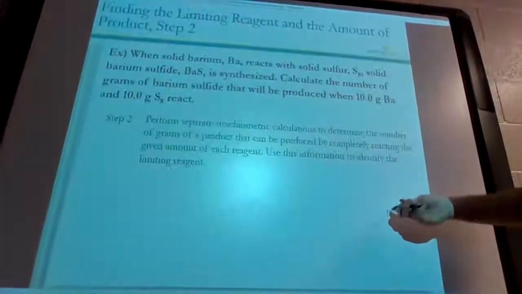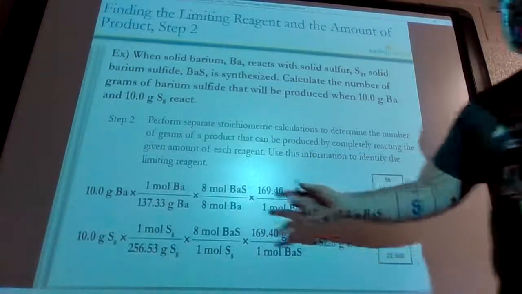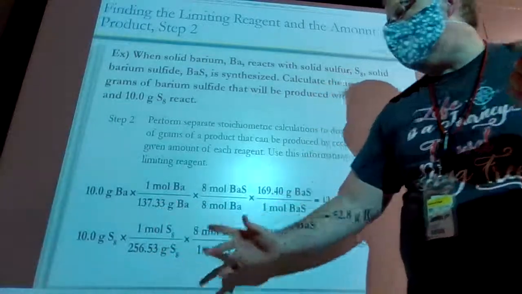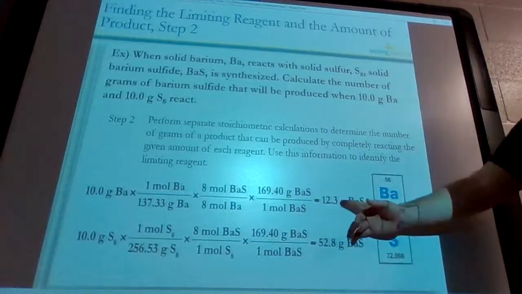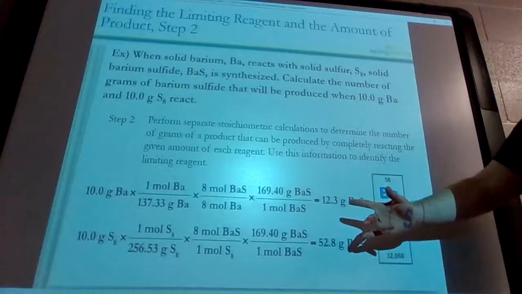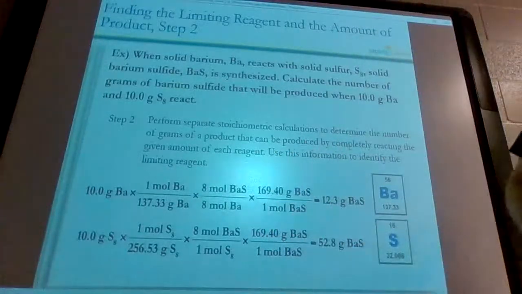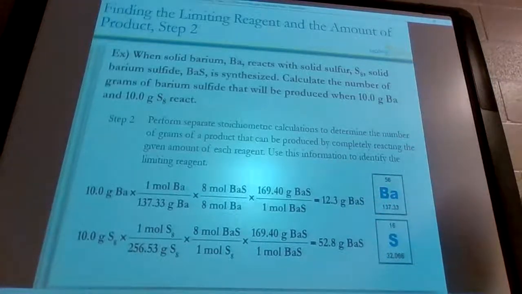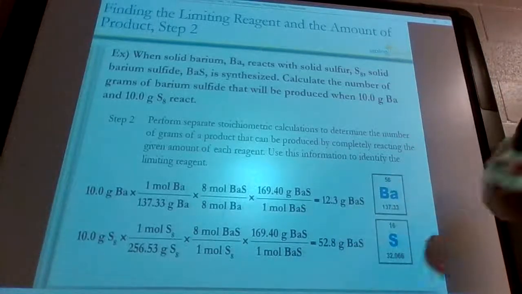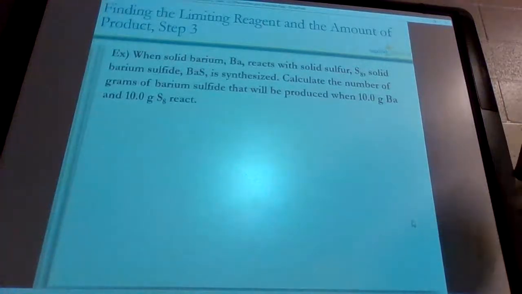So let's see. They go through the same thing we did. Look, they set everything up the same way that we set it. They got their molar masses they're dividing by. They have their mole ratios. They're multiplying by the molar mass at the end. And they got, look, the same answers. We got 12.3 and 52.8. Just a little rounding differences, but the exact same answers. And we know now that the 12.3 is the correct answer. That's actually how much stuff we made.